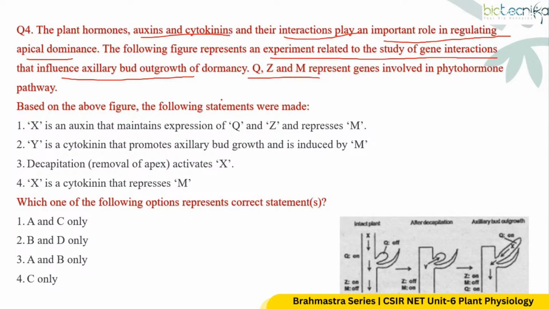According to the figure, some statements are also provided. X is an auxin, which maintains the expression of Q and Z, repressing the M. Y is a cytokinin, promoting axillary bud growth and is induced by M. Decapitation activates X. X is a cytokinin that represses M. Now you have to identify the correct combination of statements from the given image.